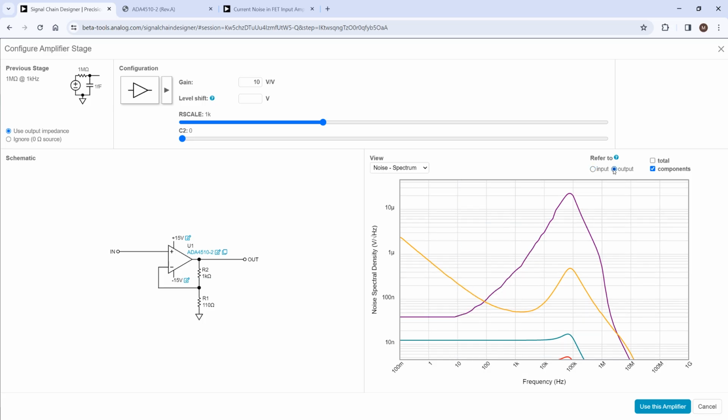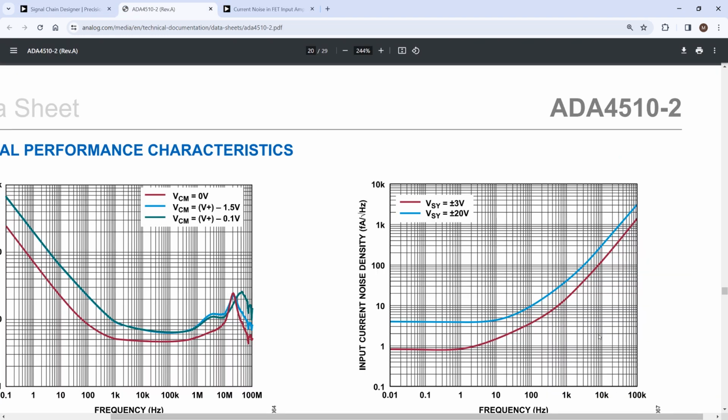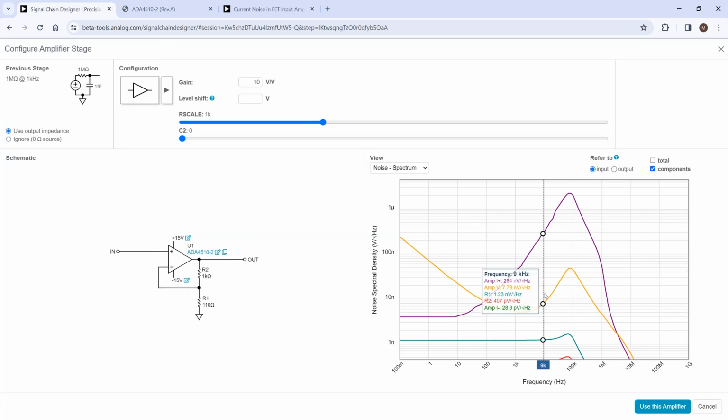If we were referred to output, you'd see that it would say 42. So do watch for this referred to input, referred to output thing. Let's do just one more check. I'm going to go to 10 kilohertz. Looks like 10 kilohertz is about 300 femtoamps. And so if I go to 10 kilohertz here, we're at about 303 nanovolts per root hertz. So that all checks out. That looks great.